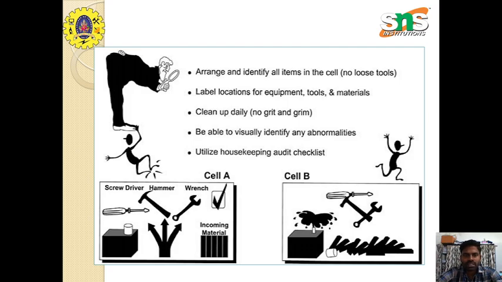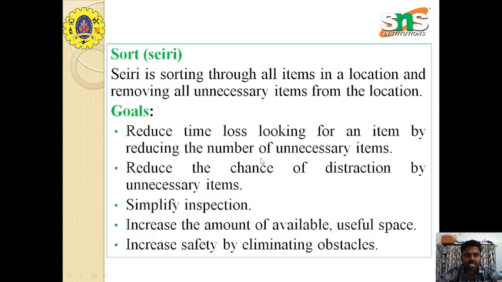It starts with arranging and identifying all items in the shelf, and then labeling locations for equipment, tools and materials. The third is to clean up daily and be able to visually identify any abnormalities in the organization or institution, and then utilize a housekeeping audit checklist. And then it starts with the first one.